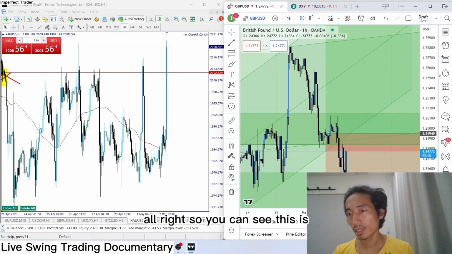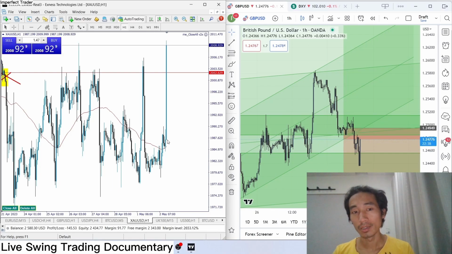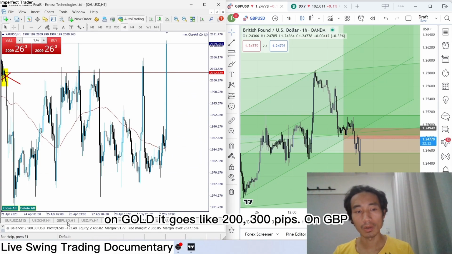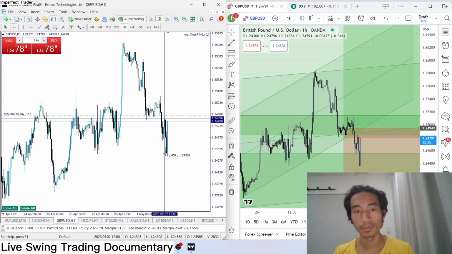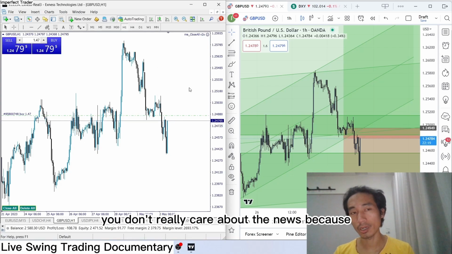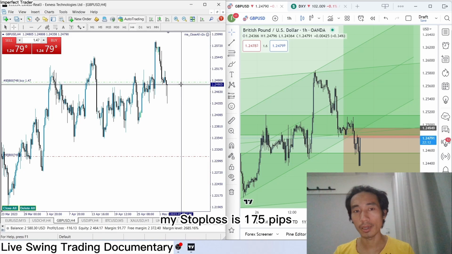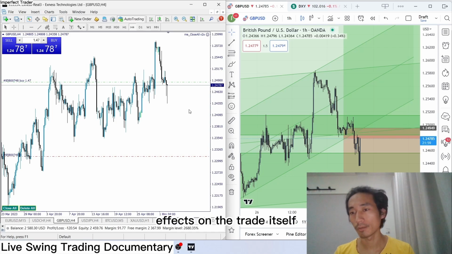Alright, so you can see that this is a quick update on the trade. You can see we have the news come out on gold. It went like 200, 300 pips. On GBP/USD, we have a price go down around 50 pips. But that is the thing about swing trading. You don't really care about the news because my stop loss is like 175 pips. So probably the news usually doesn't have much of an effect on the trade itself.